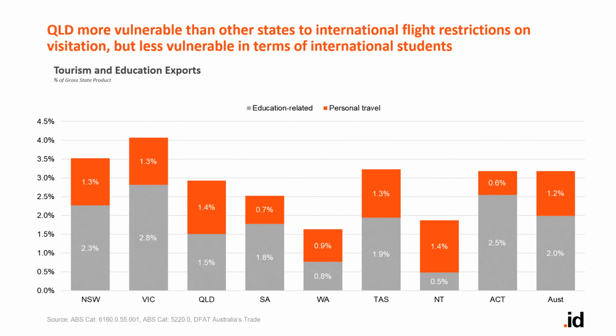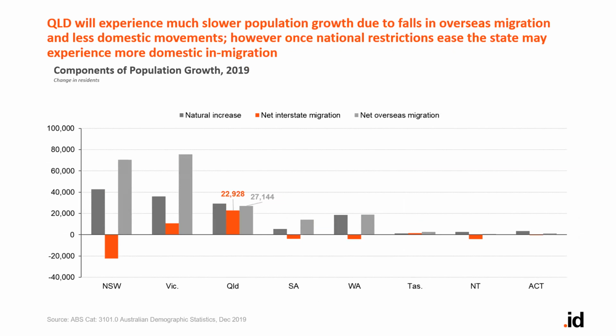So where we're really vulnerable is those international flight restrictions, and that's going to happen for some time. Queensland will experience slower population growth and less domestic movements. However, once national restrictions ease, we think we'll start to see some domestic in-migration.